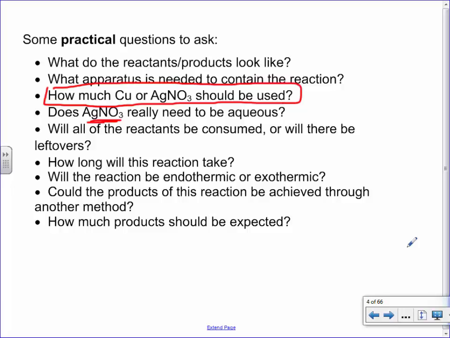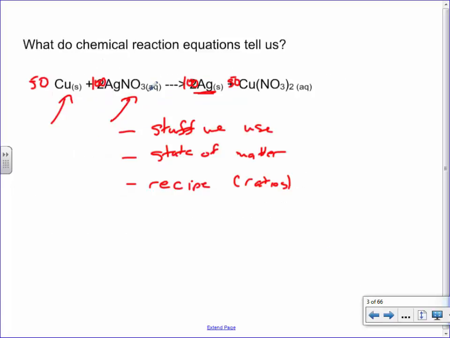That's a really resourceful question to ask because from a practical point of view, what if you don't have aqueous silver nitrate? What if you have solid silver nitrate? Would it still work? No, that's a good question to ask.